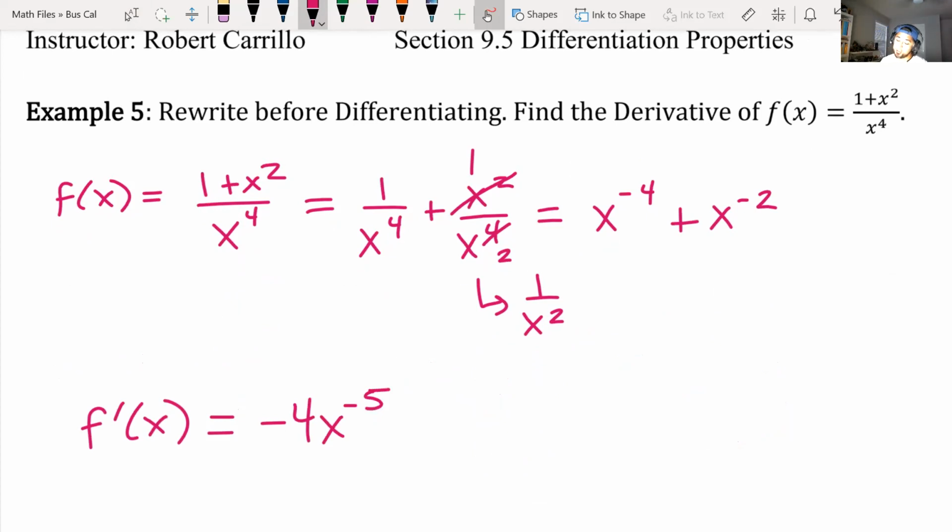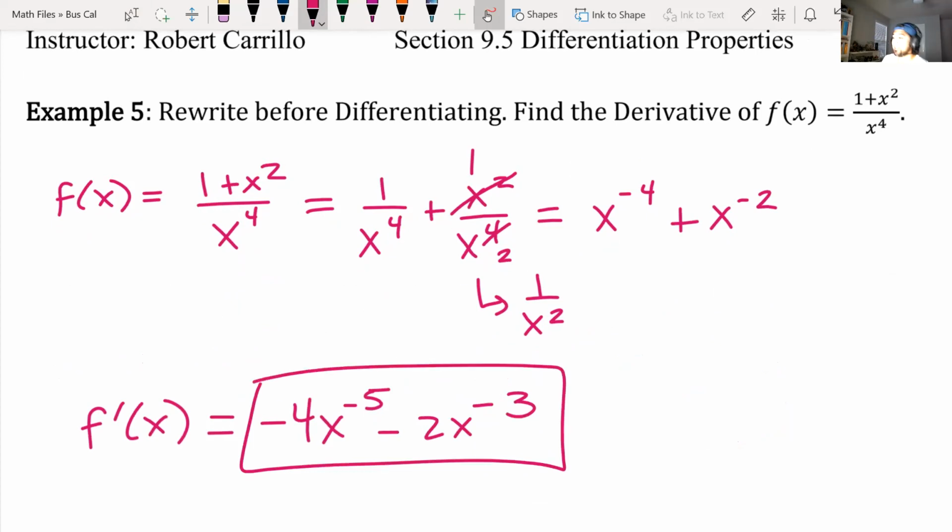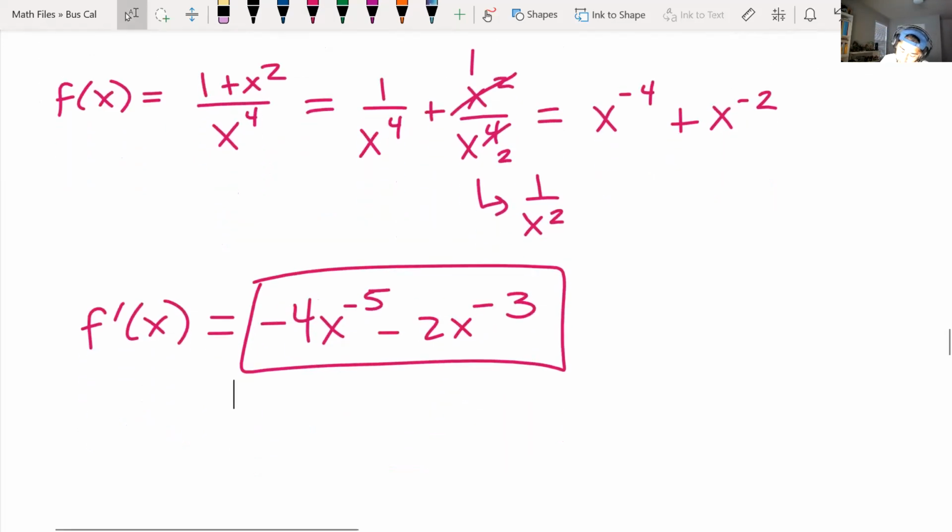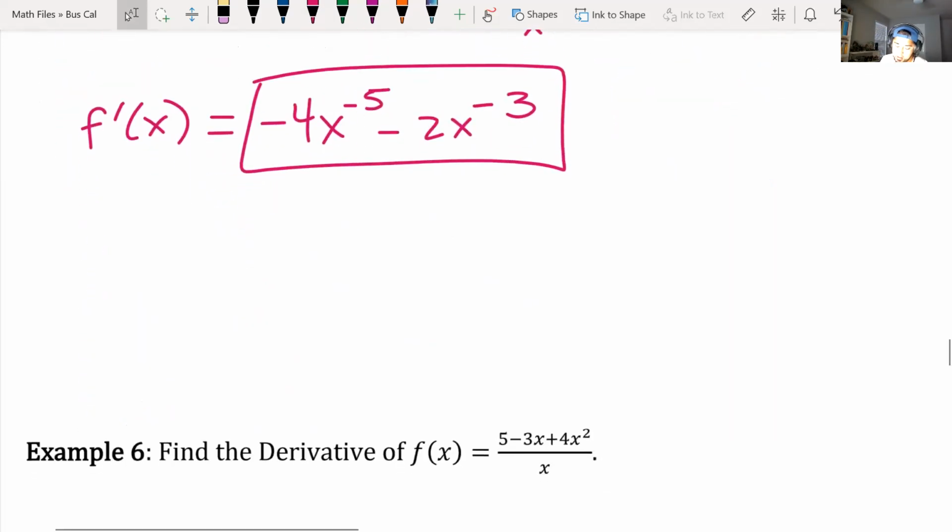And then, what's the derivative of x to the negative 2? Negative 2x to the negative 3. That's it. Done. Algebra, algebra, algebra, y'all. Okay. There's that. And let's try it again on the next one.